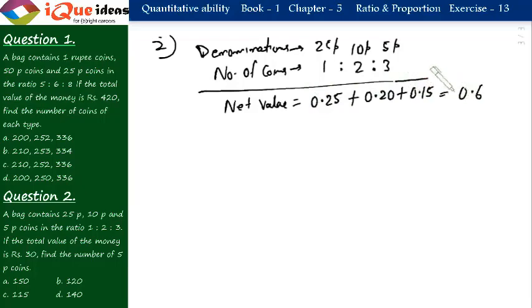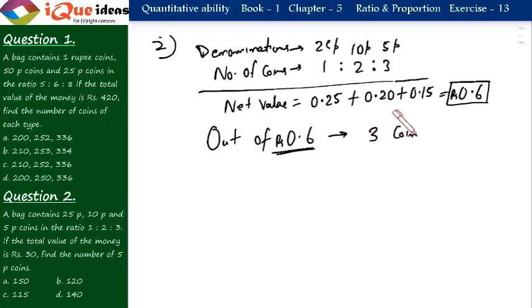Alright. Whereas in the question, it is given that the total amount is 30. Right? And the question is asking what is the number of 5 paisa coins. Now you see, you can use the unitary method here. Out of 0.6 rupees, there are 3 coins of 5 paisa. I repeat, out of 0.6 rupees, there are 3 coins of 5 paisa. Then out of 30 rupees, how many coins will be of 5 paisa?